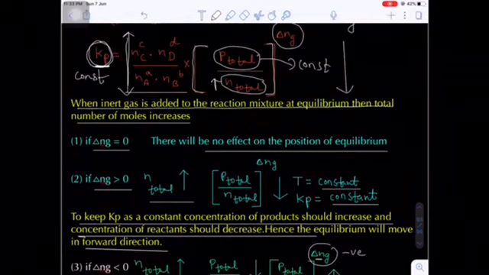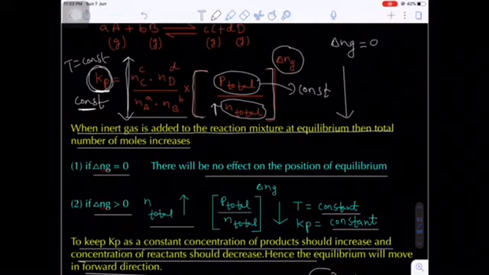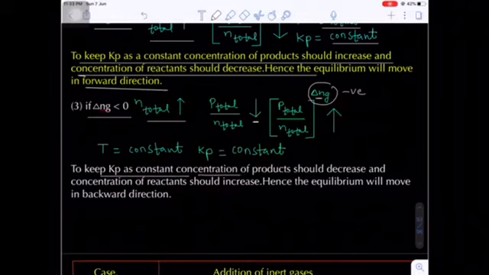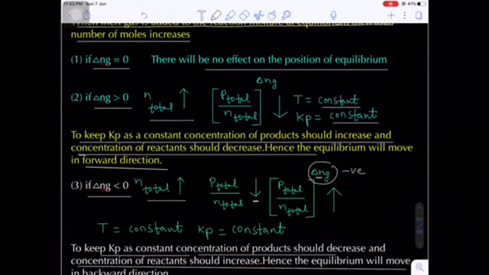To maintain Kp constant, why Kp constant? Because temperature is constant. That's why, to keep Kp constant, the concentration of the product has to decrease and the concentration of the reactant has to increase. So the system will move in the backward direction. That means if delta Ng is less than 0 and we add noble gases or inert gas at constant pressure, the system moves in the backward direction. If delta Ng is greater than 0, the system will move in the forward direction. If delta Ng is 0, there is no effect of the addition of inert gases at constant pressure.